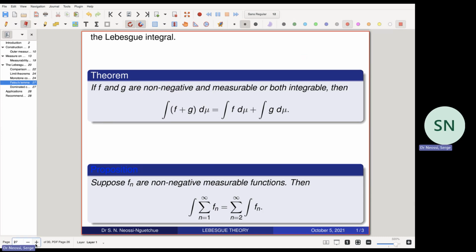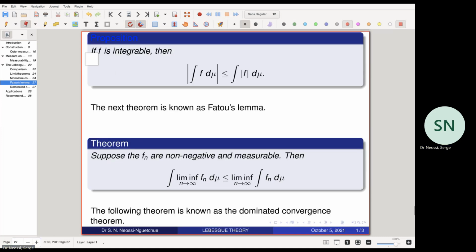Okay, so now let's move to the next slide. If the function f is integrable, then the absolute value of the integral is less than or equal to the integral of the absolute value of f d mu. So the next theorem is Fatou's lemma.